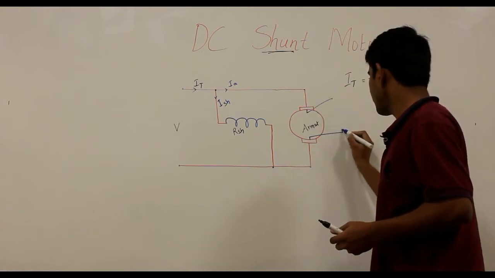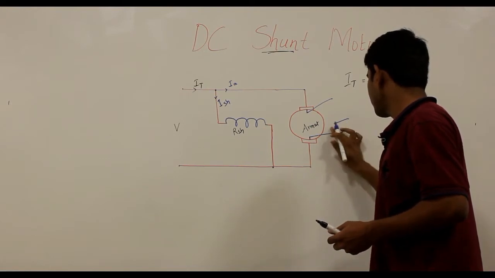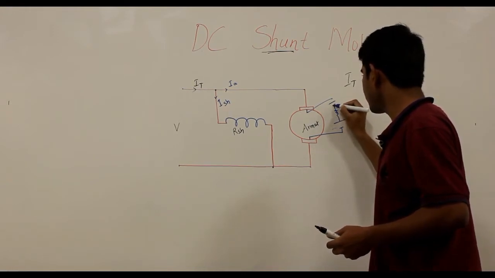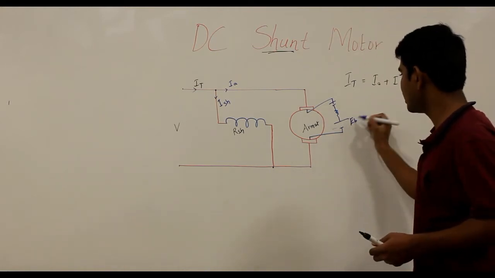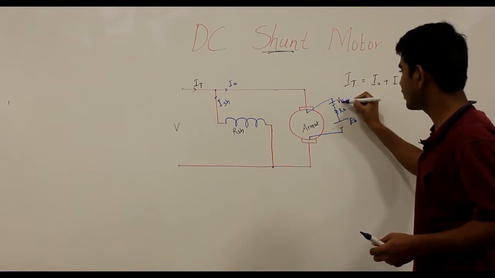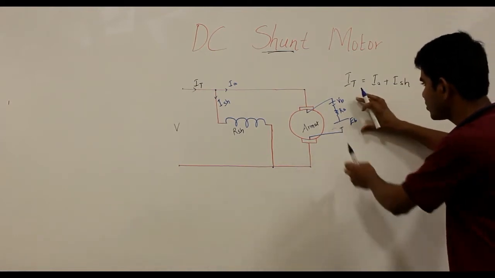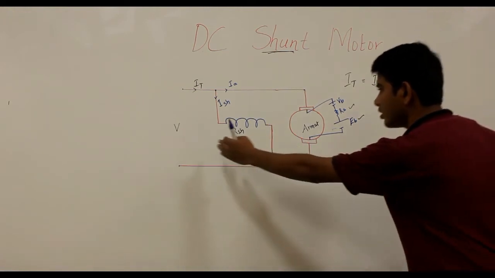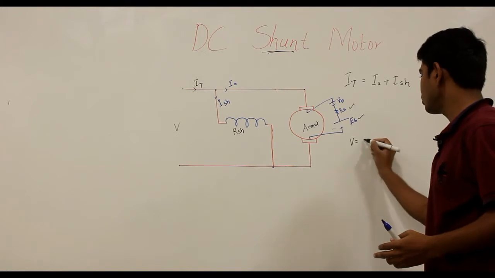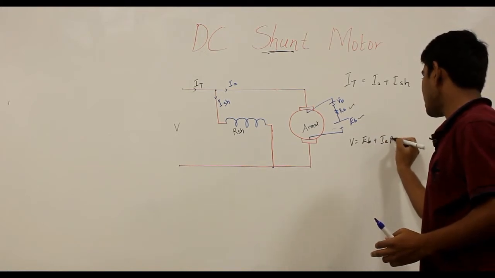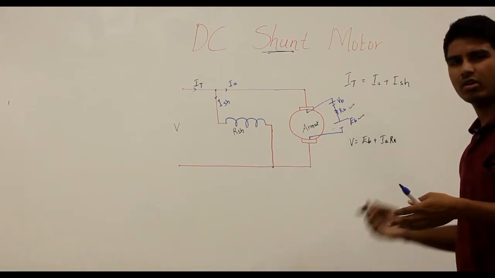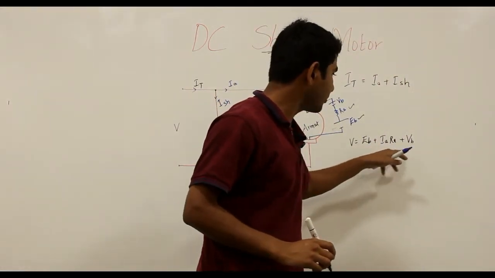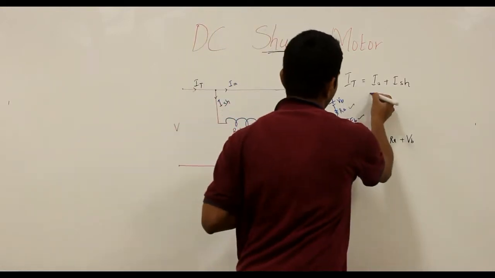Where here in the armature circuit, if I draw the inside part, it will look like this. Here I am having the back EMF EB, there will be a small resistor RA, and here I am having a small voltage drop, the brush voltage VB. If I consider the brush voltage to be a very small value and consider only RA and EB, then my voltage V will be equal to EB plus IA RA. If I consider the brush voltage, then V is given by EB plus IA RA plus VB.